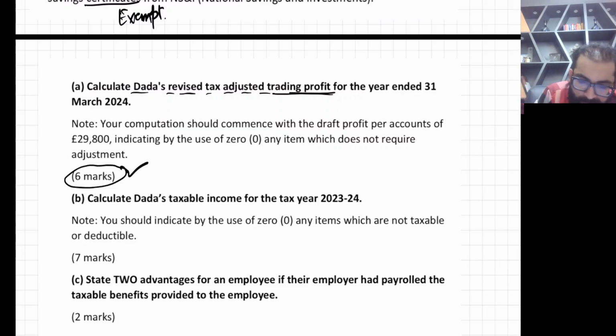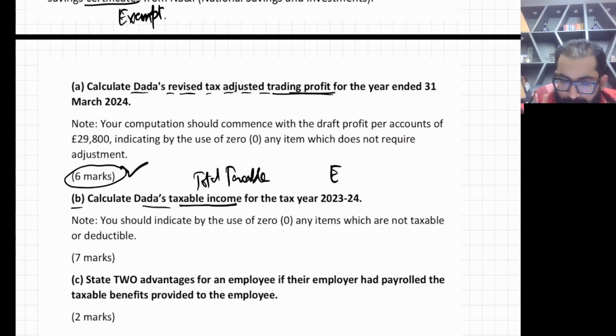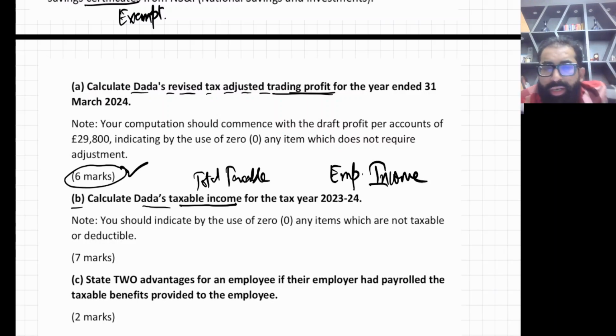Then the B requirement, calculate Dada's taxable income, meaning total taxable income. Now everything. So now everything means you need to calculate employment income as well. And they are asking taxable income, not income tax liability. See the requirement. They are not asking income tax liability. They are just asking taxable income.